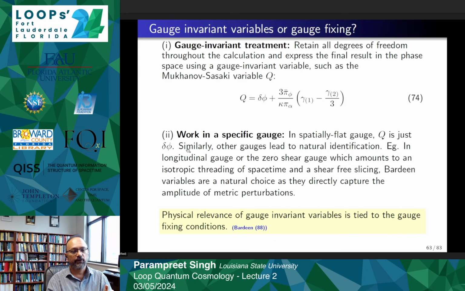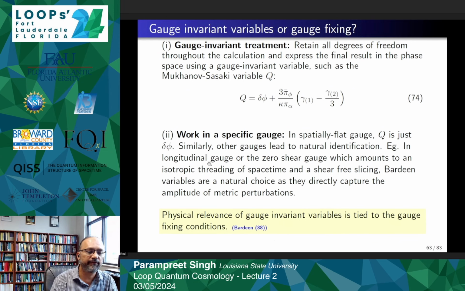And then you can identify in the spatially flat gauge. I won't go into the details of the gauges and so on. I'll briefly mention: spatially flat gauge essentially means that the intrinsic curvature is just zero everywhere in this particular gauge choice for the perturbation. And if intrinsic curvature is zero, then I will be able to show that this term is zero and this Q is delta phi. So what happens is that in specific gauges, gauge invariant variables have natural interpretation.